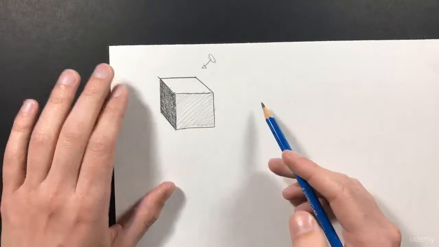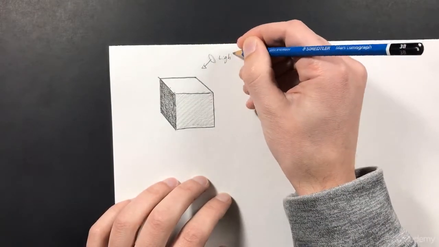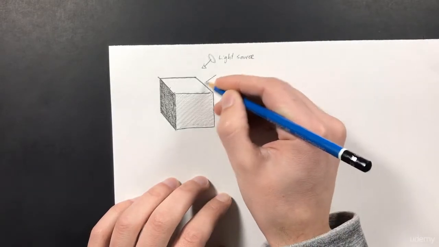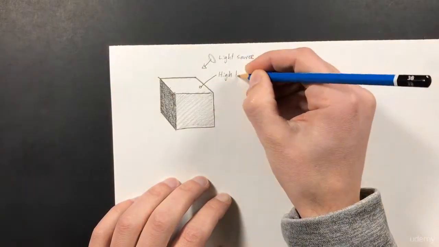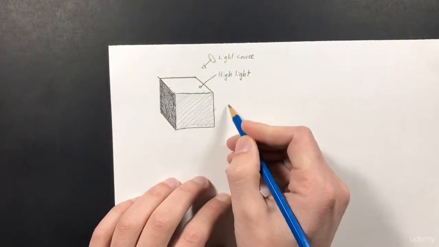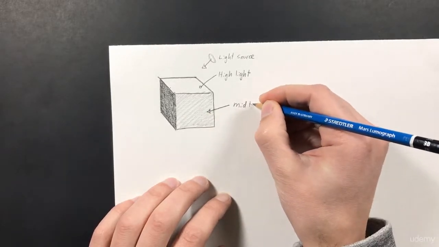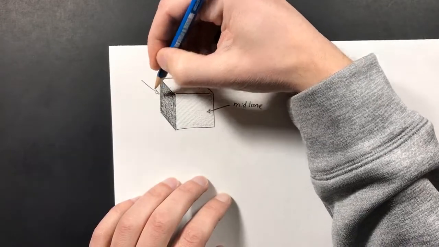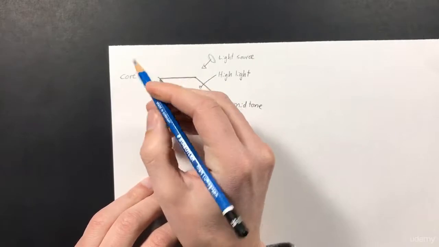All right, perfect. So now we have our light source. So this is our light source right here. And then we have our highlight. So this right here is our highlight. And then we have our mid-tone. So this right here is our mid-tone. And then we have our core shadow. So this right here is our core shadow.